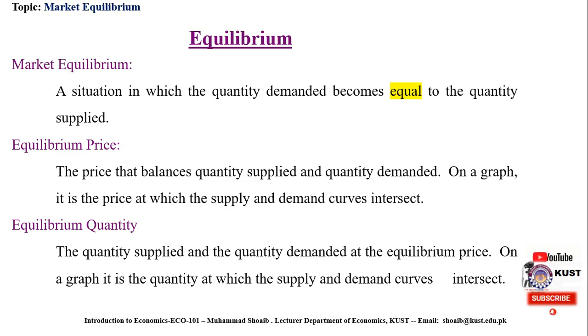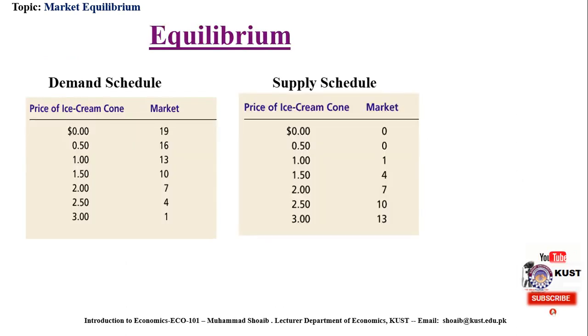On a graph, it is the price at which the supply and the demand curve intersect. Similarly, equilibrium quantity. The quantity supplied and the quantity demanded at the market price is basically the equilibrium quantity. On a graph, it is the quantity at which the supply curve and the demand curve intersect.